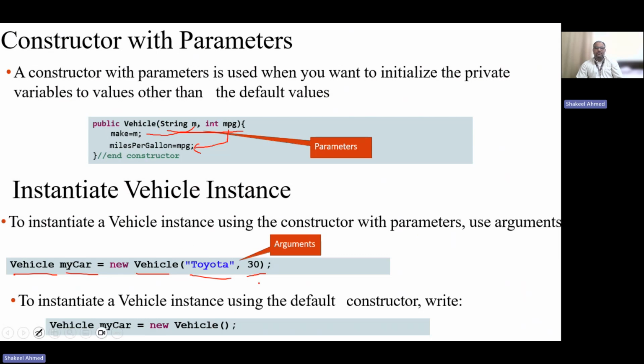But for example, if you don't want to call it like this, you simply want to call the default. In that case, you can create Vehicle myCar, where Vehicle is the class name and myCar is an object which is equal to new Vehicle. There are no parameters here or no arguments to call the value, so the default constructor will be called.